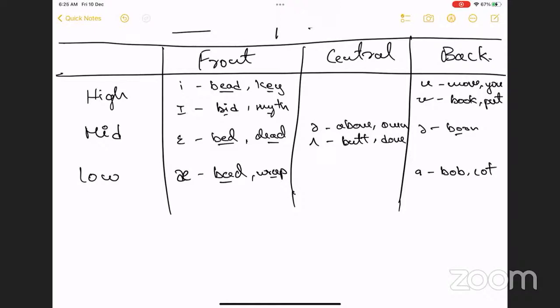Now, when we have to do these things, you have to see in what way your lips are moving. Let's see the high ones first. Now, E, bid, bead.